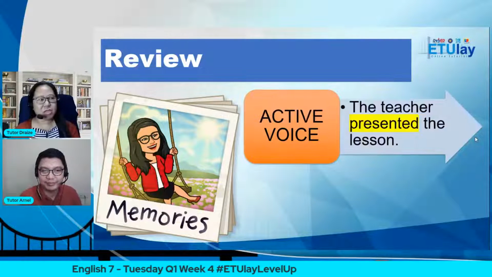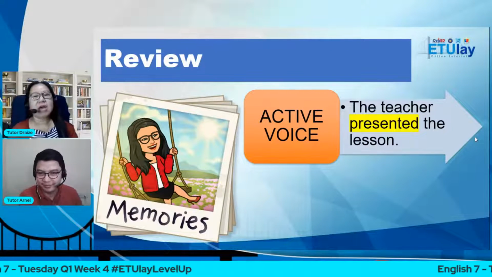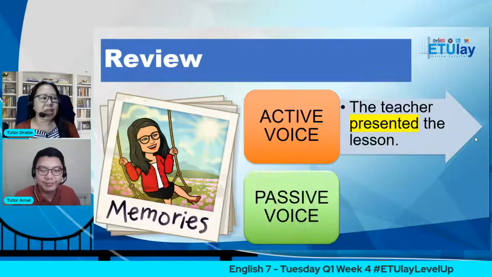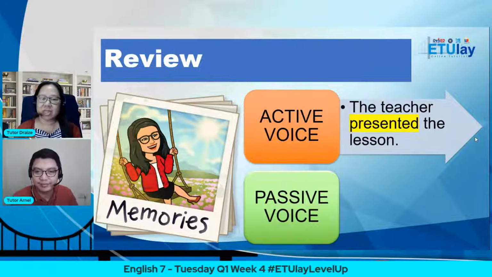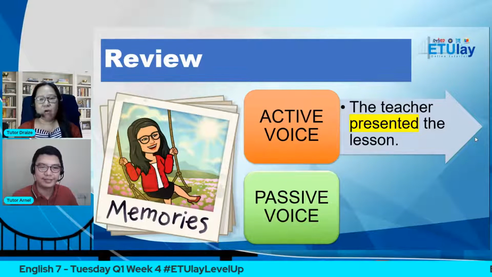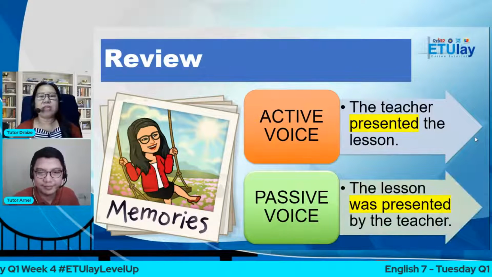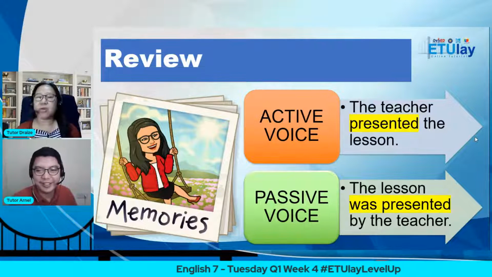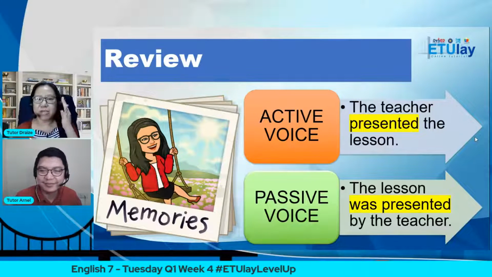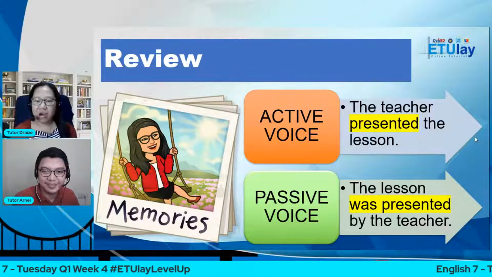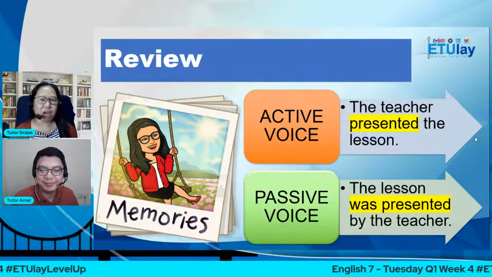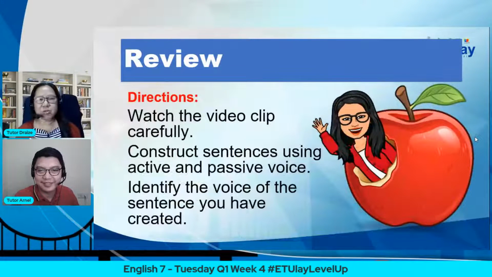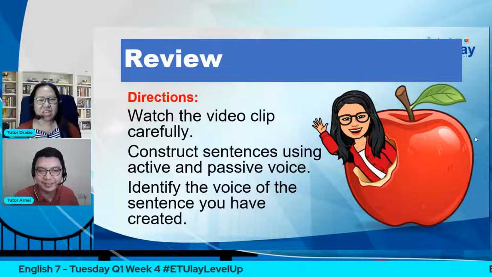Let's have some more additional information. If it's an active voice, this is how you will be presenting your sentence: The teacher presented the lesson. As you can see, the verb is already highlighted. If it's passive voice, from the active sentence we will be making it into a passive voice. The sentence will be, the lesson was presented by the teacher. The subject becomes the direct object, and the direct object is now the subject. That is how you will be changing the verbs. That's a quick guide for you, so you'll be able to answer the review for this afternoon.